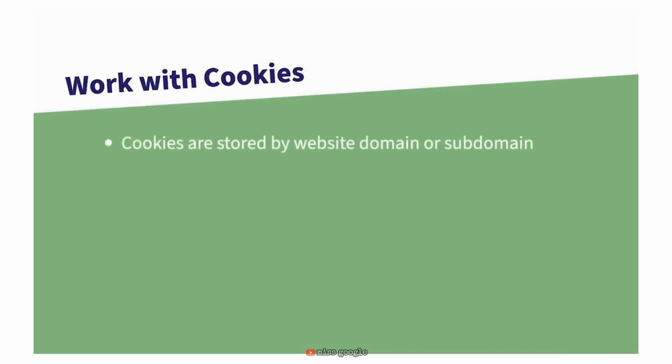Cookies are stored by website domain. So each website domain or subdomain, if you've configured it that way, will have its own unique set of cookies. And those cookies are going to be sent with every single request to that website domain or subdomain. For that reason, we want to keep cookies small. It's a small bit of data that's being sent with every single request that we make.